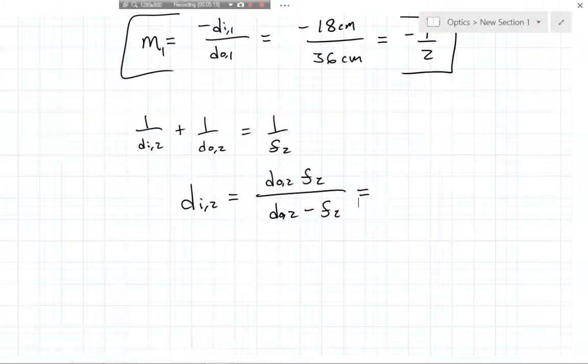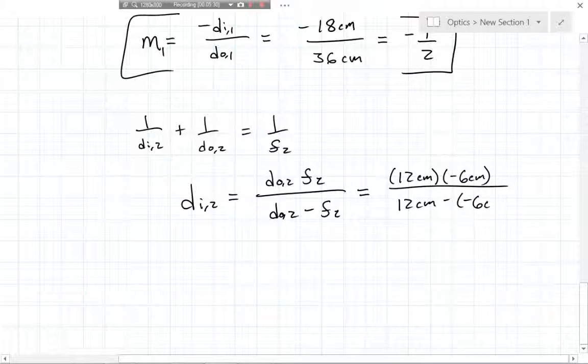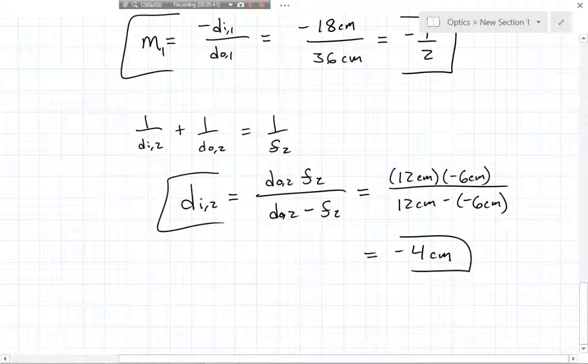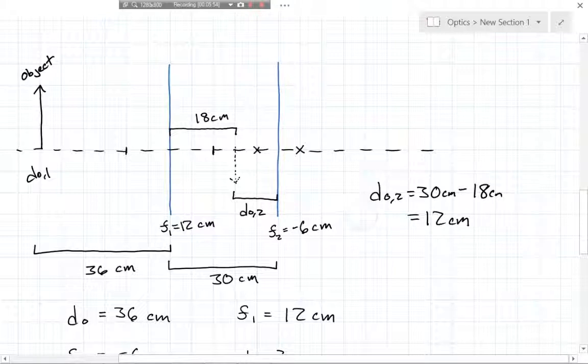And now our numbers are a little bit different. The position of the object here is 12 centimeters. The focal length is -6 centimeters. Then we have 12 centimeters minus -6 centimeters. If we plug these numbers into a calculator, we see that this image is going to be -4 centimeters from the second lens. Again, we need to be very careful about interpreting this result. The negative sign means that this image forms to the left of the second lens. So our image is going to be over here, and our final image is going to be something like this.